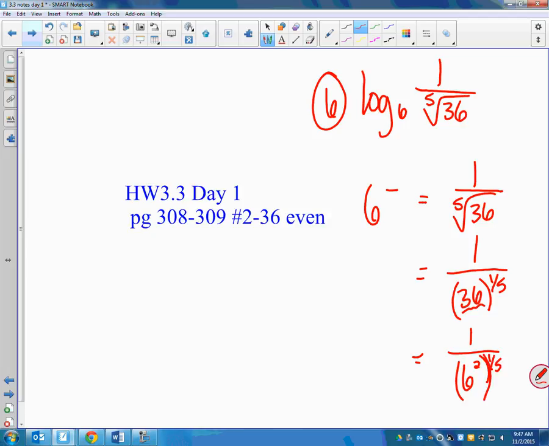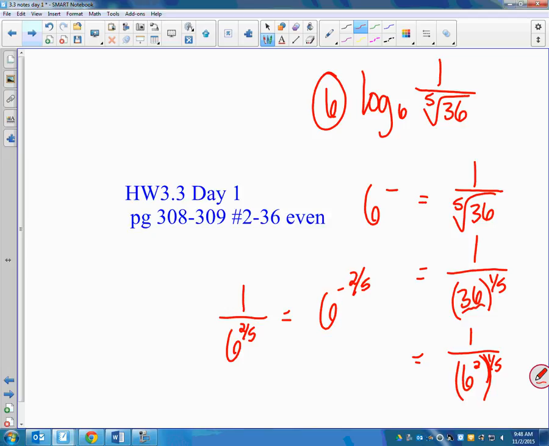Do you remember what's the property with exponents when you have a power to a power? Do you add, subtract, multiply? Multiply. So now I have 1 over 6 to the 2/5, really the hard part. And then what's the last step? What do I do to get it up out of the fraction? Negative. So that's the same as saying 6 to the negative 2/5.